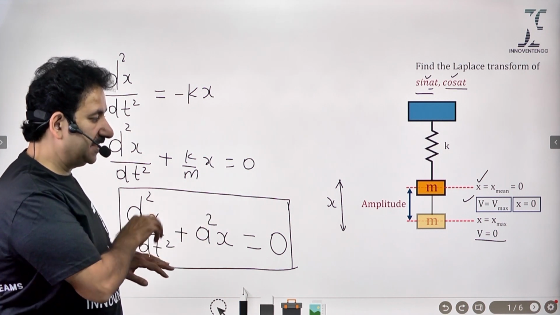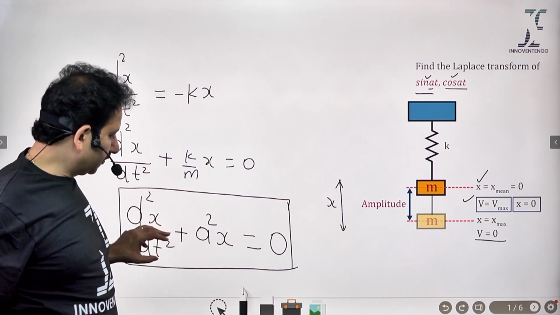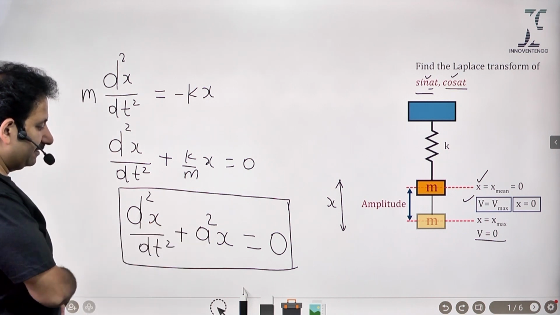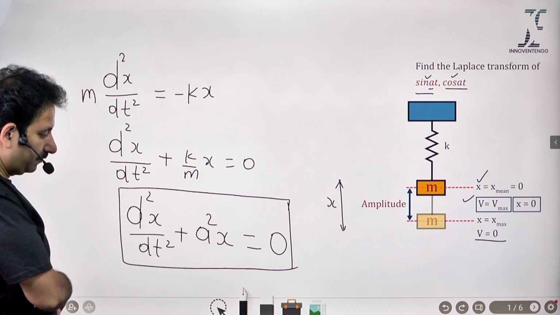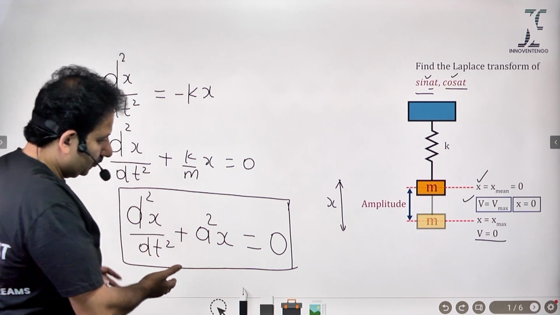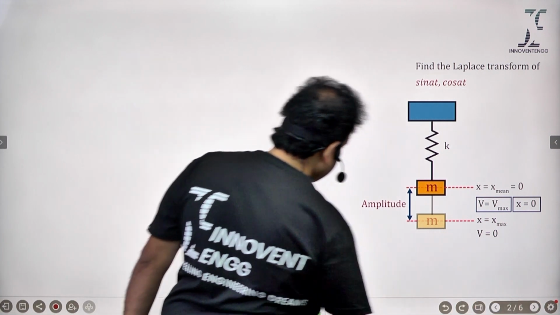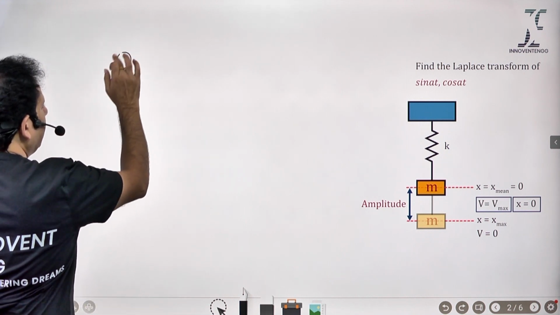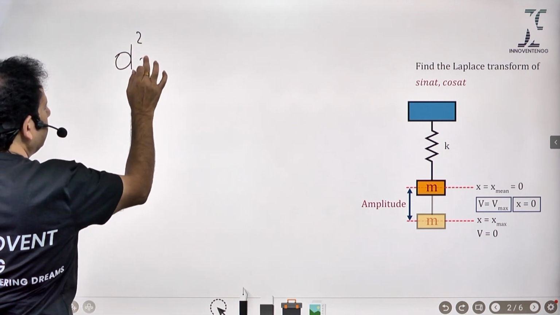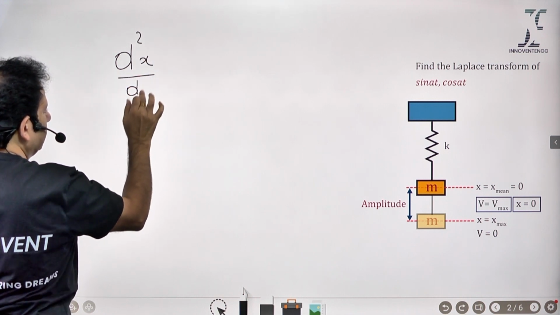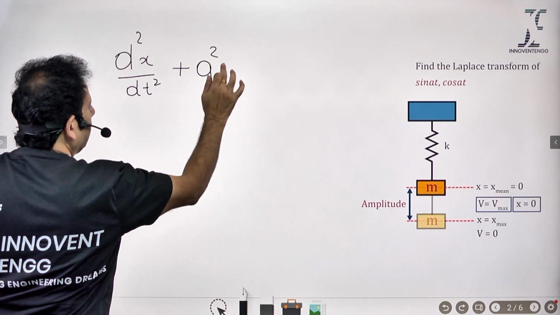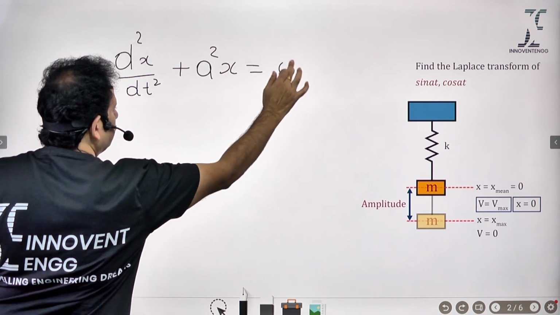Not only are you appreciating physically what is going on, but also you are learning how to deal with a differential equation. Now let's try and convert this into Laplace transform, the algebraic equation. So how do you do that? That is using the boundary conditions. So now the equation on hand is d square x by dt square, plus you have a square, and then x, that's equal to 0.